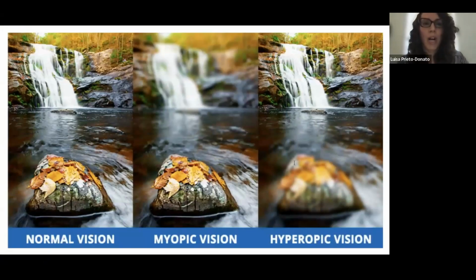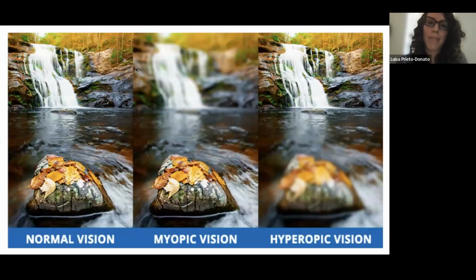Here we see a picture of a waterfall and a rock and some leaves. The first picture over here is how we want everybody to see what we consider quote unquote perfect vision. If you're myopic, things far away are a little bit blurry. As you could see over here, the waterfall is a little bit blurrier. And if you're hyperopic, things up close are a little bit blurrier. As you could see, the rock and the leaves are a little bit out of focus. All of these things, including astigmatism, which has to do with the shape of the cornea, the clear part of the eye, can be corrected with glasses.